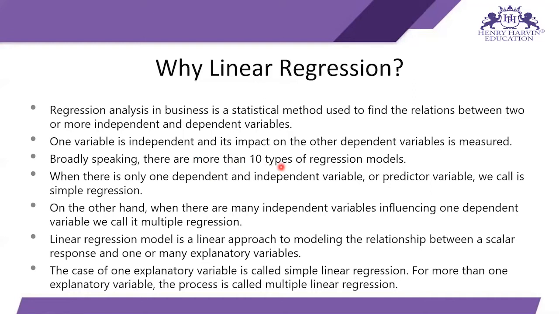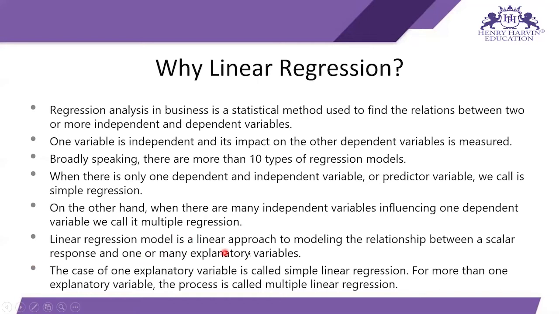Broadly speaking, there are more than 10 types of regression models. We have a lot of regression models. When we have only one dependent variable and one independent or predictor variable, we call it simple regression. On the other hand, when there are many independent variables influencing one dependent variable, we call it multiple regression.